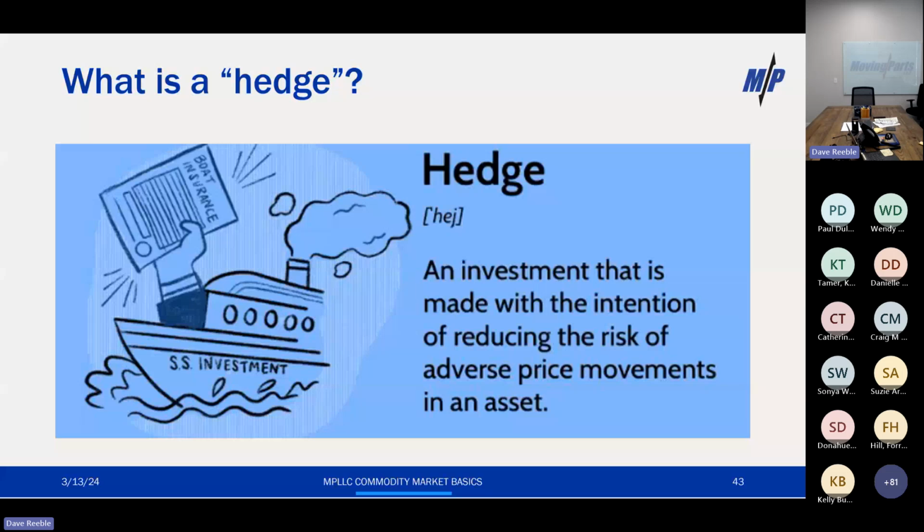A hedge is an investment that is made with the intention of reducing risk of adverse price movements in an asset. Quite simply, if you are a company that produces loaves of bread and sells on the grocery store shelf, and those loaves of bread sell for $1.99, if the price of your primary ingredient, the wheat that is milled into flour to make your bread, goes up and you can't raise the selling price in the grocery store, your margin gets smaller. That's what a hedge is.